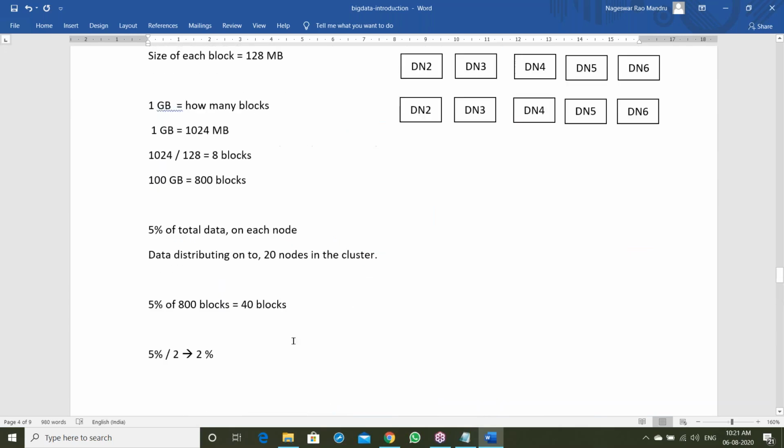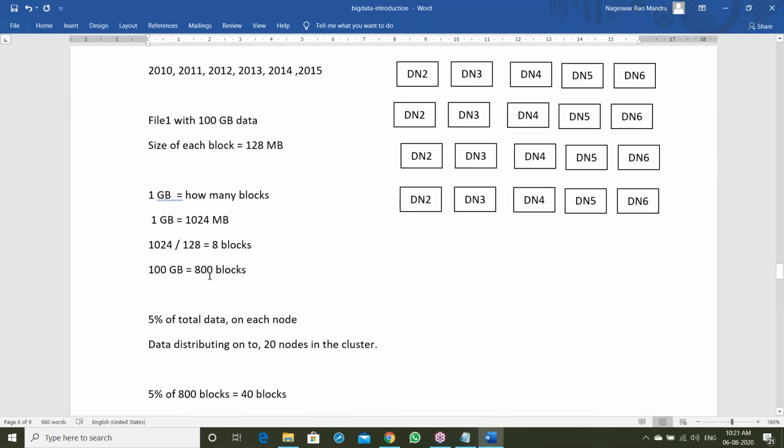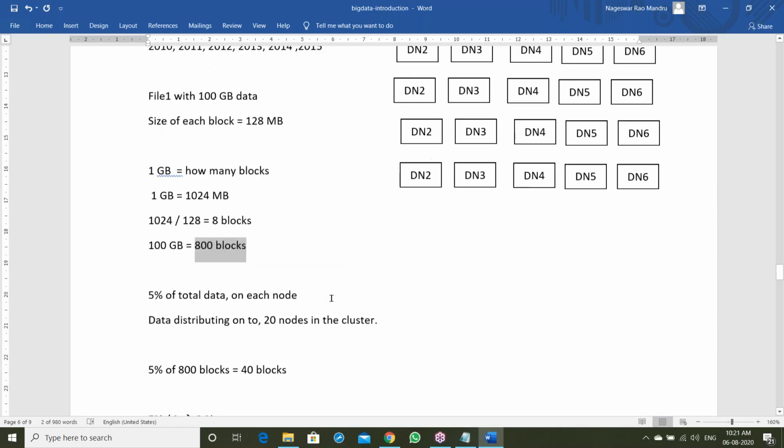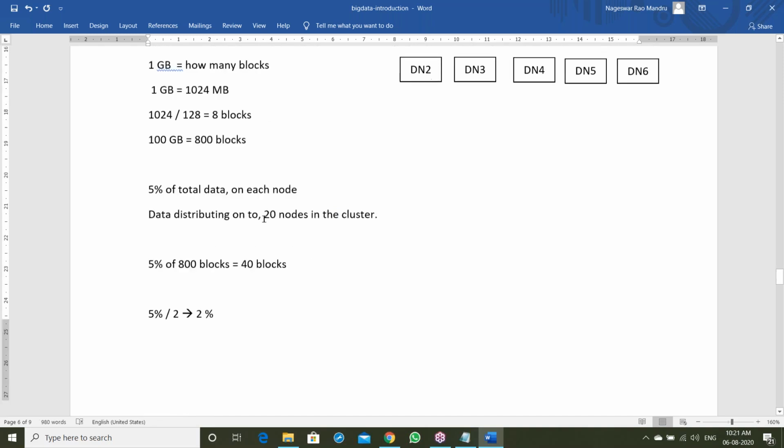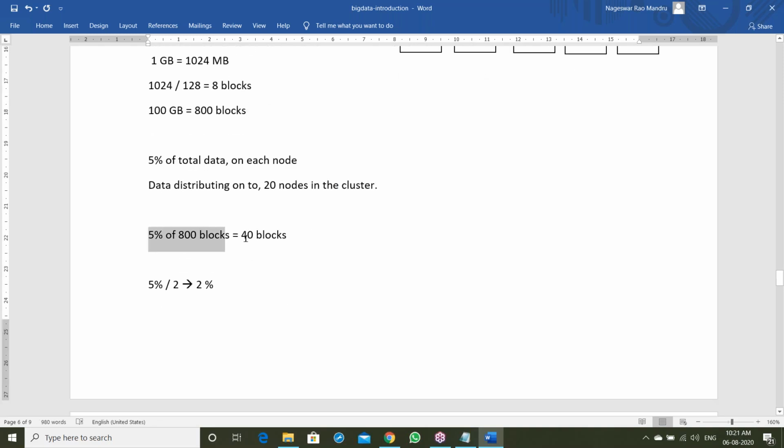So the data is in multiple nodes in the cluster. So 800 blocks of data has to be distributed, right? So 5% of total data, that means 5% of 800 blocks, is 40 blocks, right? 40 blocks in each one. That means totally 20 nodes, right?